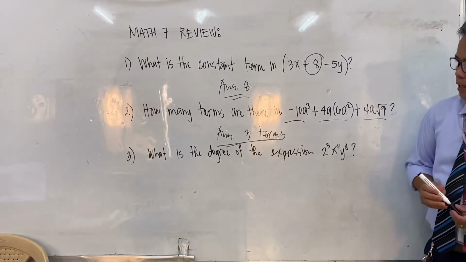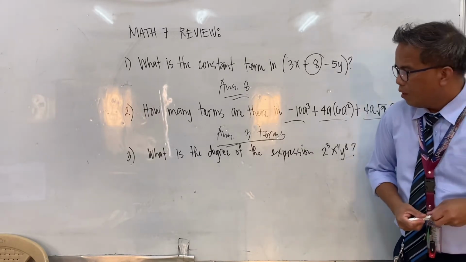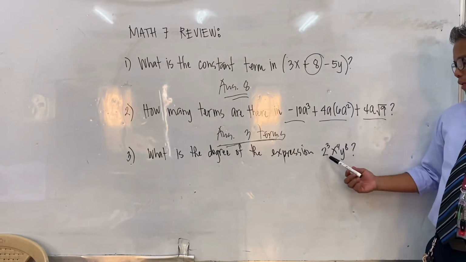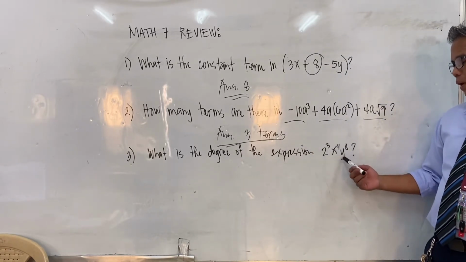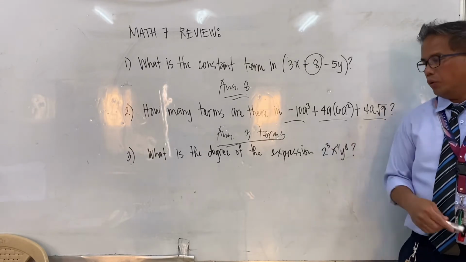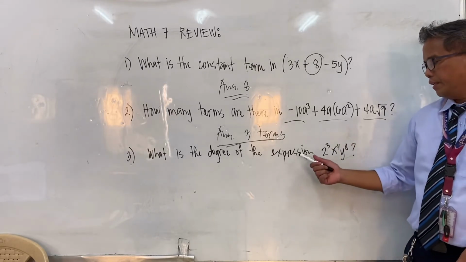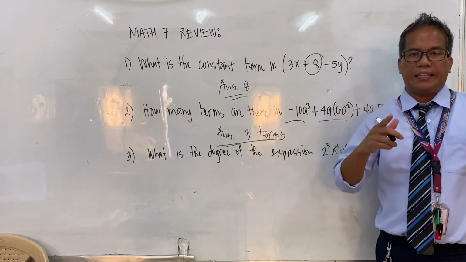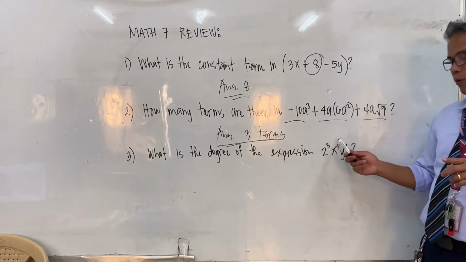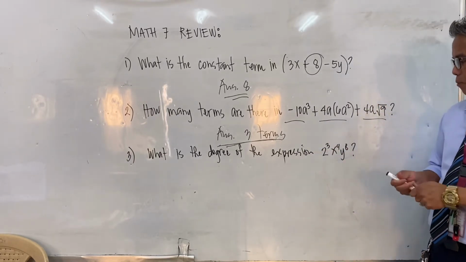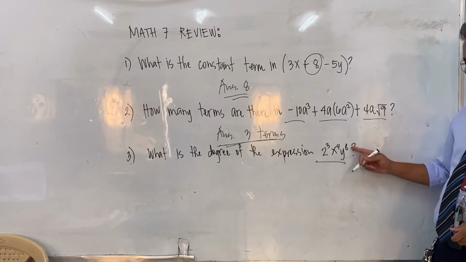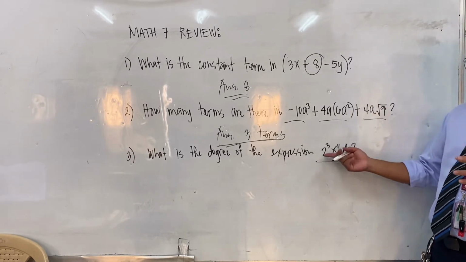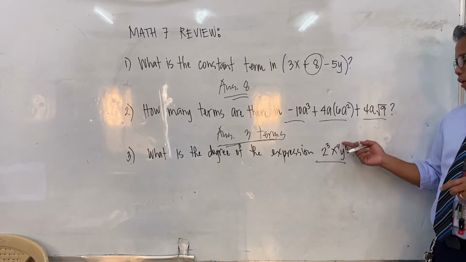Next, question number 3. What is the degree of the expression 2 cubed, x raised to the 4th power, y raised to the 8th power? Now, to find the degree of this algebraic expression, you only add the exponent of the variables. Since this is a monomial, we need to add 4 plus 8. Do not include 3 in adding the exponent, because we can simplify 2 cubed. So only 4 and 8.